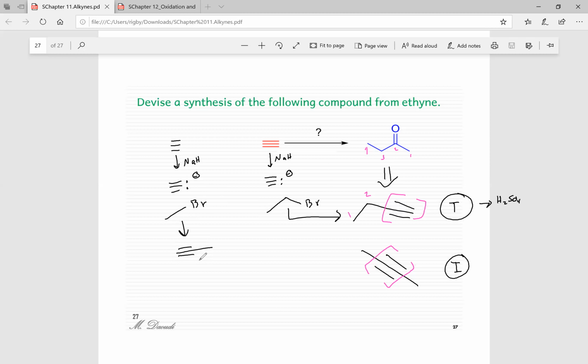So we can see here that this process going to the terminal alkyne is a lot faster, a lot shorter than going into the internal alkyne. And that's why overall, I would say prefer the terminal alkyne over the internal alkyne in this case.